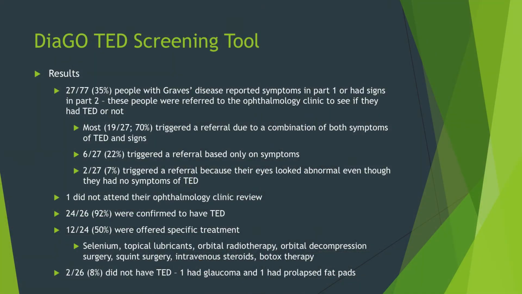So those 27 people were all referred on to the ophthalmology clinic, and 26 turned up for a review. And of those, 24, so 92%, were confirmed to have thyroid eye disease. And half of those patients were offered a specific treatment after their ophthalmology review to treat their thyroid eye disease. The 2 people who did not have thyroid eye disease turned out to have glaucoma and prolapsed fat pads. So the glaucoma patient was referred on to the specialist glaucoma clinic, and the individual with prolapsed fat pads was offered further treatment but declined and was reassured by their assessment.